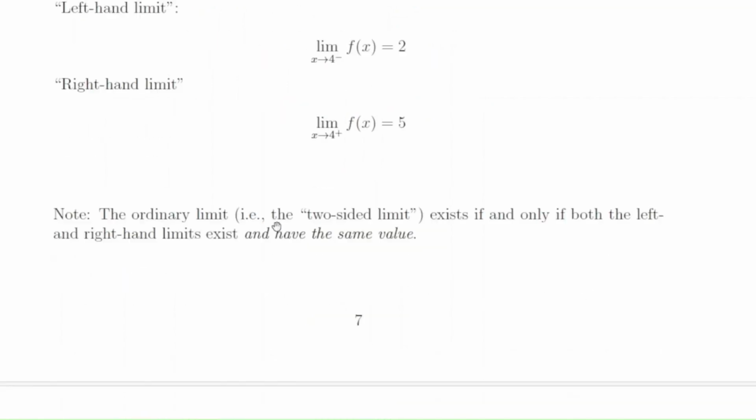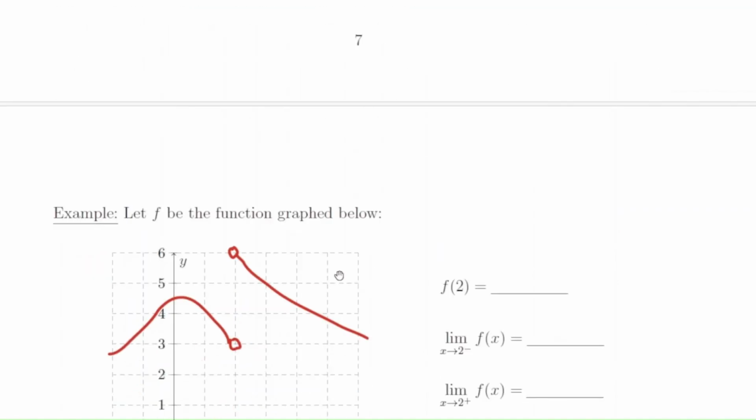Now the ordinary limit, the original type of limit that we were talking about, sometimes called the two-sided limit, exists if and only if both the left and right hand limits exist and have the same value. So now notice the left hand limit exists and the right hand limit exists, but they don't have the same value. So the ordinary original two-sided limit does not exist.